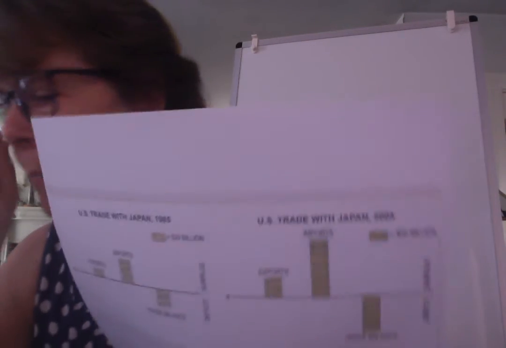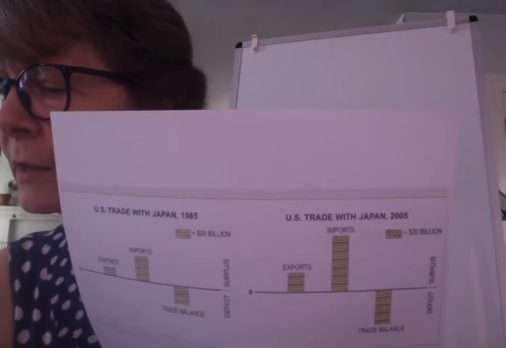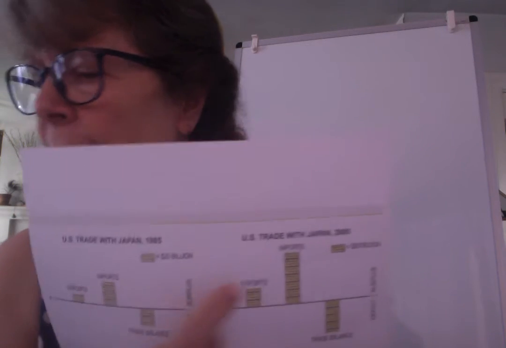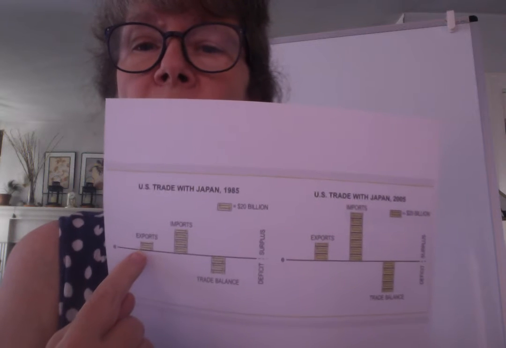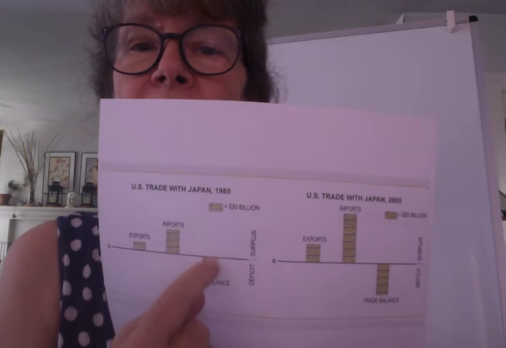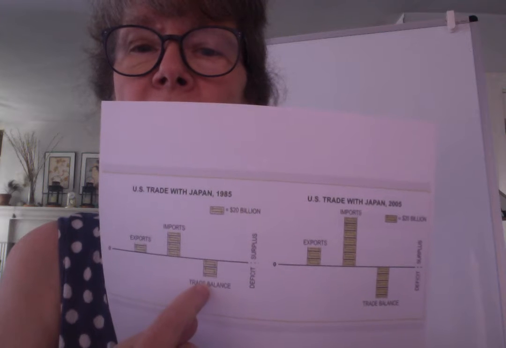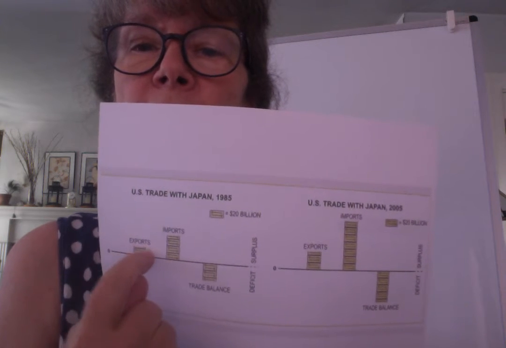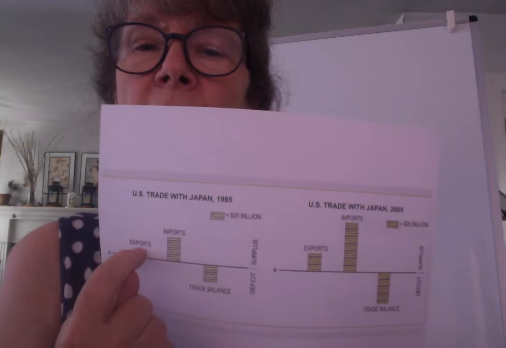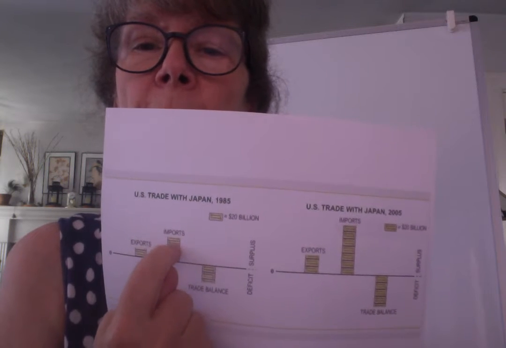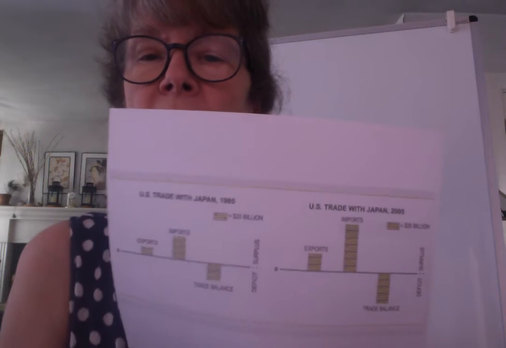Okay, so the trade balance, this says exports. How much did we export? How much did we import? And this trade balance down here should be the same as the difference between this and that. So if we look at this, about that big, that's how much that is.